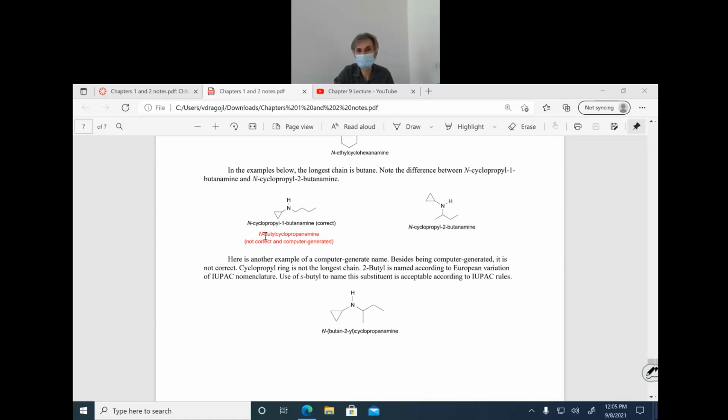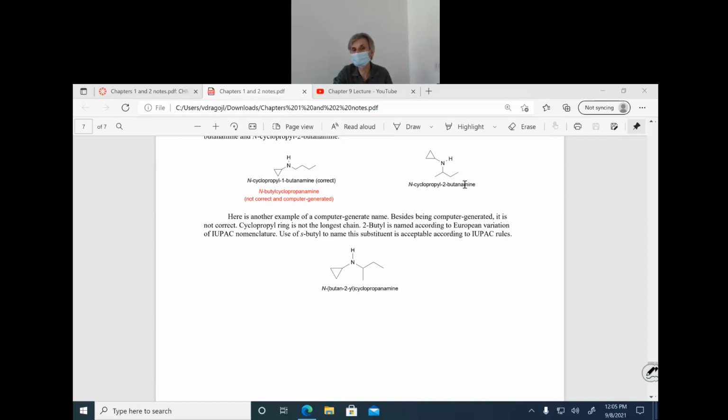In red is shown that the computer assumed that cyclopropyl is the parent chain, but actually it's butyl. And again, I gave you this here because I want to show how the computer does it. But on the test, I may prefer to ask something like this, again, as a trivial name. And so this would be butyl cyclopropyl amine. And this would be secondary butyl cyclopropyl amine. And again, trivial name. This is systematic. You see the difference between 1-butane amine and 2-butane amine. Nitrogen attached to carbon 1 of butane, to carbon 2 of butane. That's systematic nomenclature.